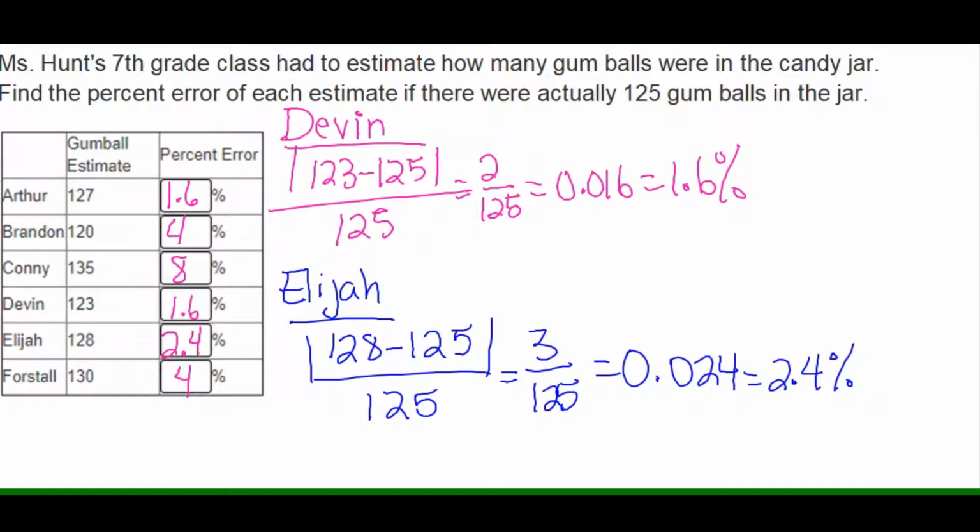Hopefully you had the correct answers. For Arthur, it was 1 6/10%. Brandon, it was 4%. Connie, there was an 8% error. Devin, it was 1 6/10% error. Elijah, 2 4/10% error. And Forstall is 4% error. These are the examples for Devin and Elijah.